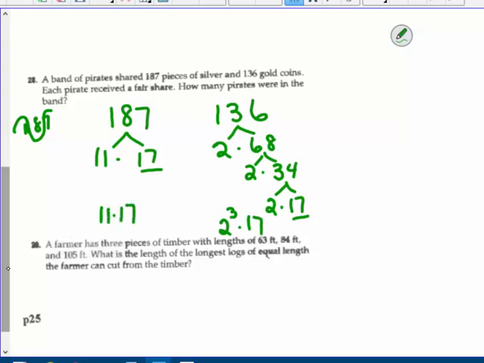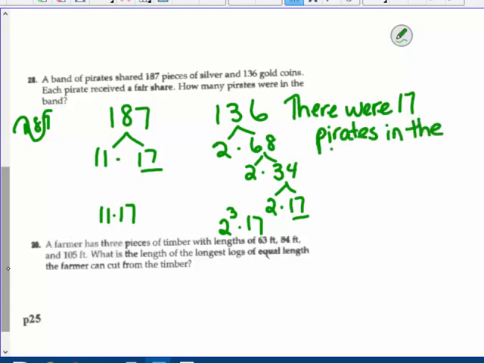So I'm doing the prime factorization method, as you can see. The only thing they have in common is 17, the GCF. So how many pirates were in the band? There were 17 pirates in the band, or group of pirates.